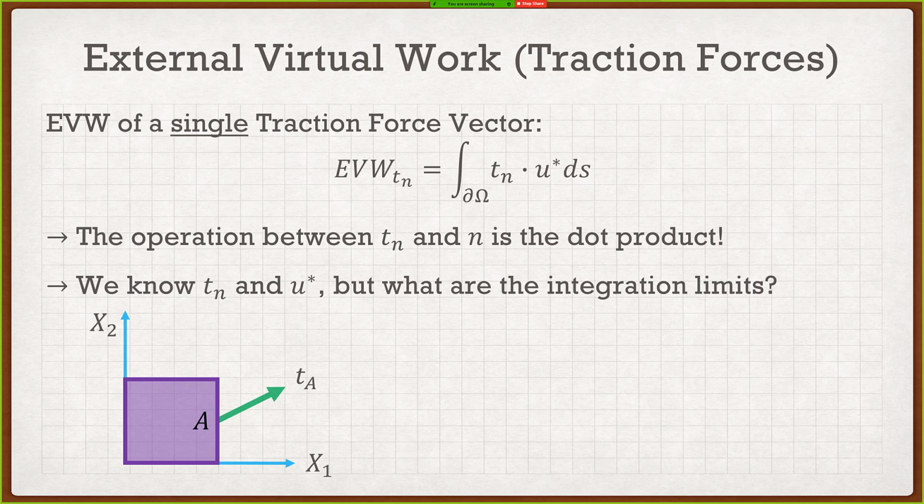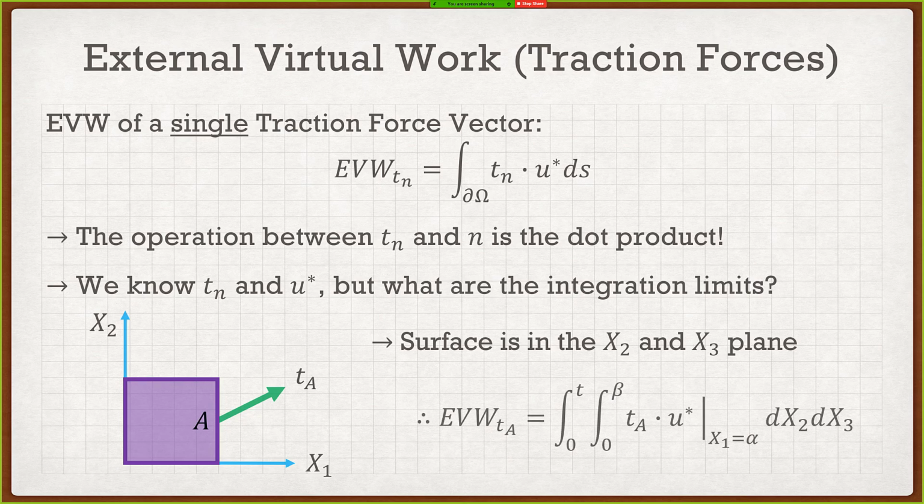So this is the same thing as before. I have a plate in the x1, x2 plane. I have a surface A with the traction vector A. The key to figuring out our integration limits is realizing what domain that surface is in. In this case, our surface is in the x2, x3 plane. Therefore, if I want to take the external virtual work, I'm integrating over those 2 directions. Since it's in the x2 direction, I'm integrating from 0 to beta, and since it's in the x3 direction, I'm integrating from 0 to t.